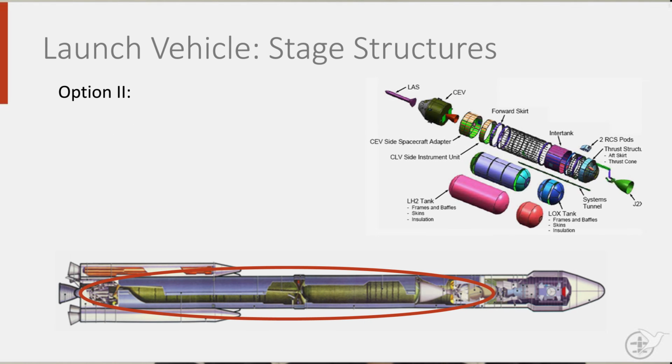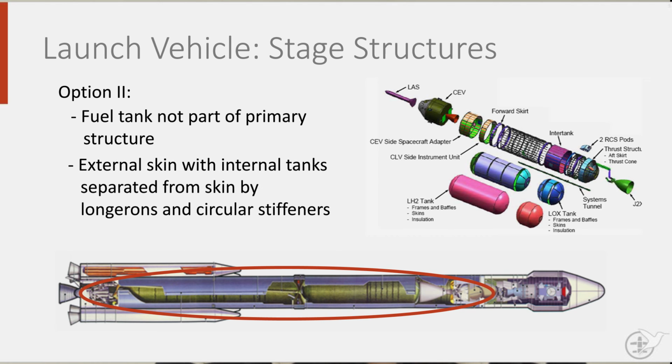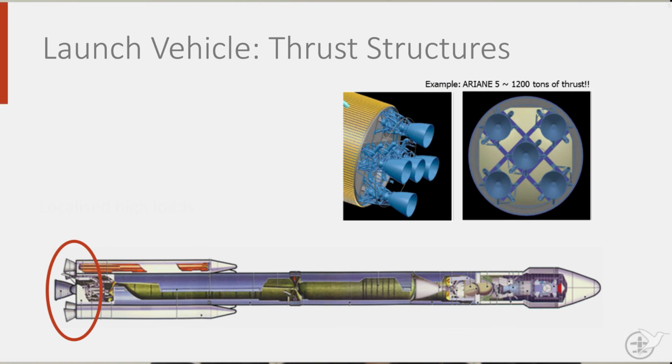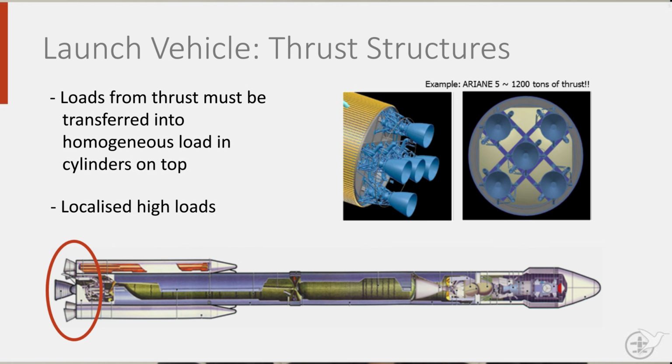A second option is a separate tank, which is not part of the primary structure. There is an external skin with the internal tank separated from the skin by longerons and circular stiffeners. The infamous V2 rocket had such a structure. Thrust structures transfer the enormous thrust from the engines to the main stages of the launcher. To put a number on it, the European Ariane 5 rocket produces 15,000 kilonewtons at liftoff. This concentrated load must be distributed into the stage structure via a conical structure.